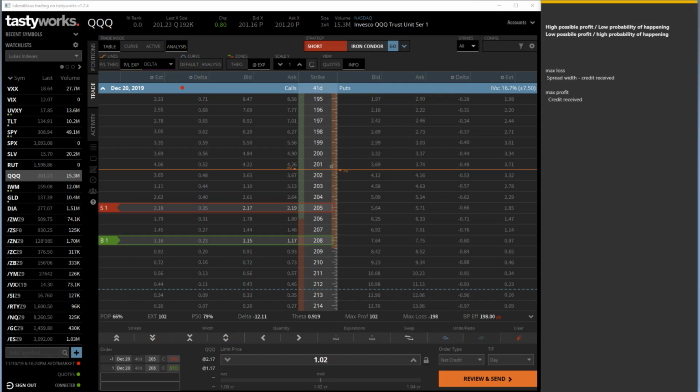So now what you can do is calculate the break even to visualize that. The break even is, sorry, this is the short strike. Now what we can do is, instead of having to go further in this direction, the stock can go all the way against us, 205 plus, since it's a call spread, plus $1.02. It can go all the way to 206.02 until we start to lose money.